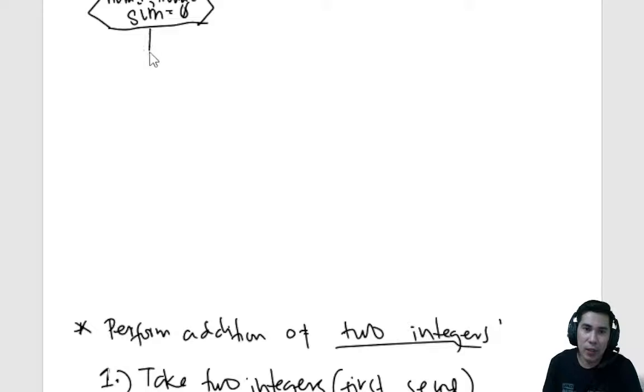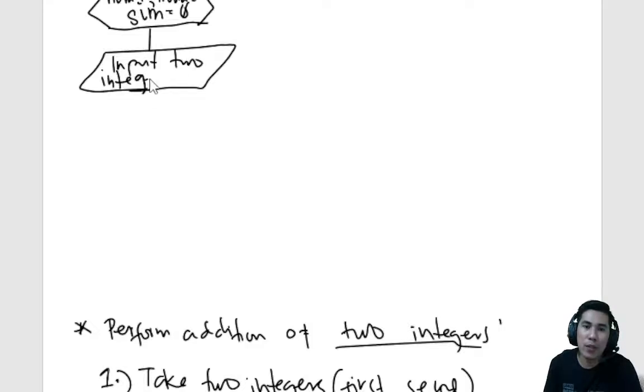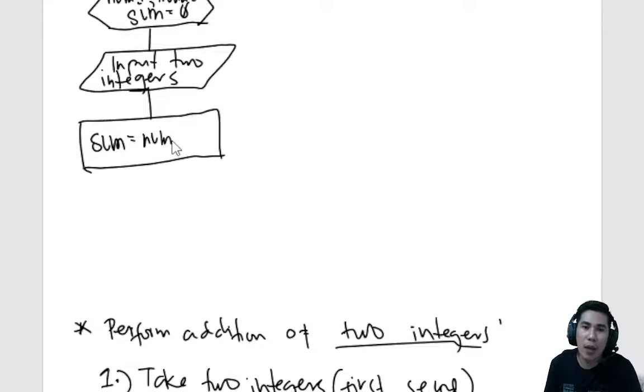After that, you will take input from the user. So, probably, you can do something like input value or input two integers. So, pwede ko the input two values, num1 and num2, or something like input two integers. Then after that, you use the process to perform arithmetic operation. Let's say sum is equal to num1 plus num2.